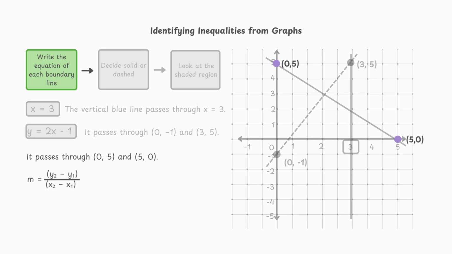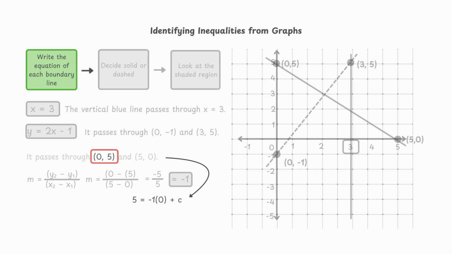So let's find the gradient. The change in y is 0 minus 5, which is -5. The change in x is 5 minus 0, which is 5. So the gradient is -5 divided by 5, which simplifies to -1. Now that we know the gradient, we use the equation form y equals mx plus c. We substitute one of the points to find c. Let's use the point (0, 5). 5 equals -1 multiplied by 0 plus c, which gives c equals 5. That means the equation of this line is y equals -x plus 5.